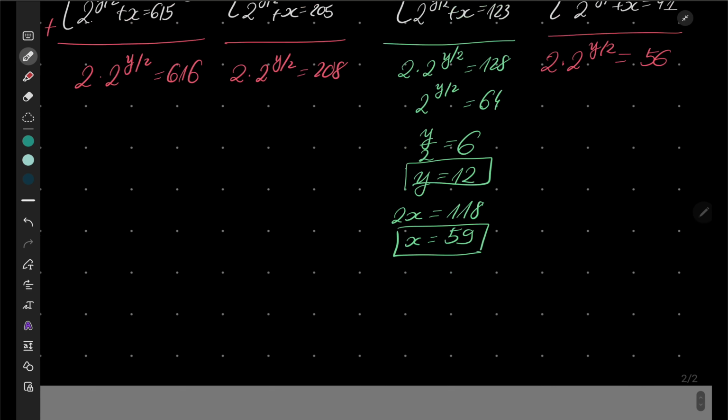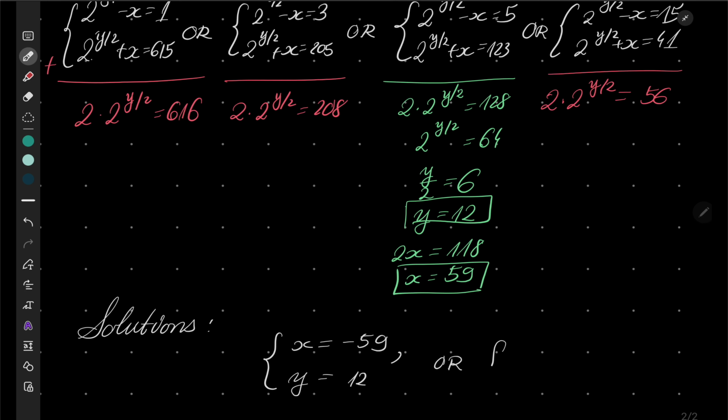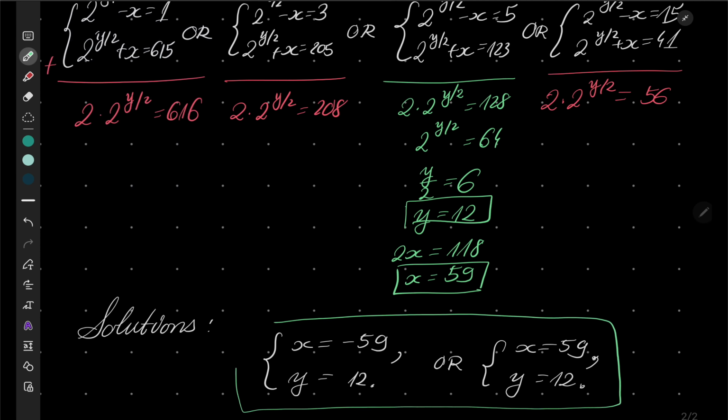So finally, all in all, we have two pairs of solutions. Minus 59, 12, or 59, 12. And that closes our problem from number theory, from Diophantine equations.